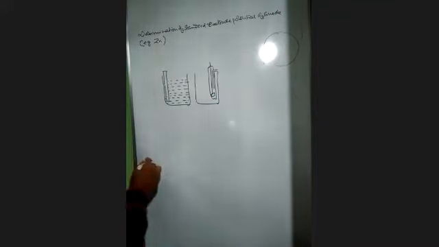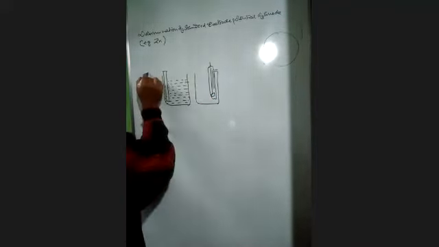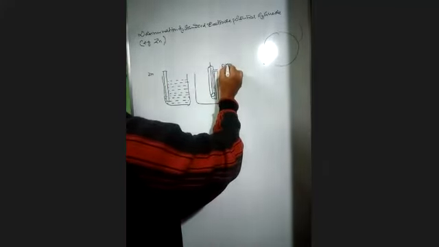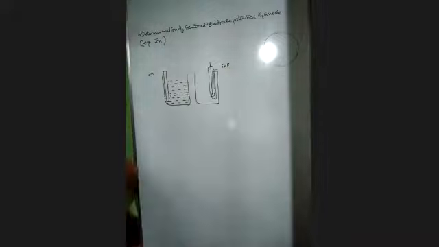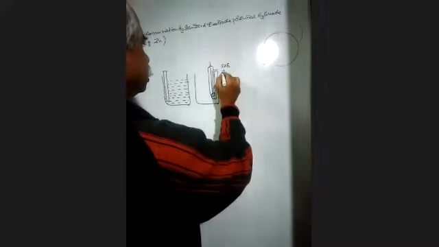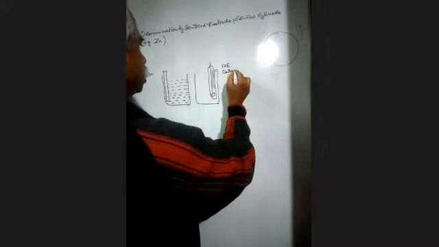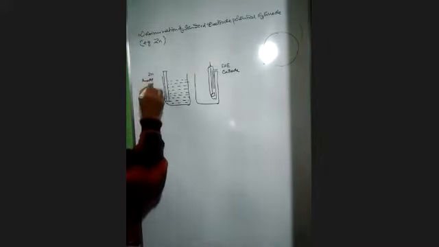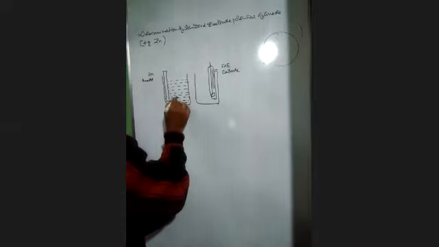Okay, you could understand what this is. This is zinc and this is SHE. This is the cathode. What do you have here? Copper sulfate.